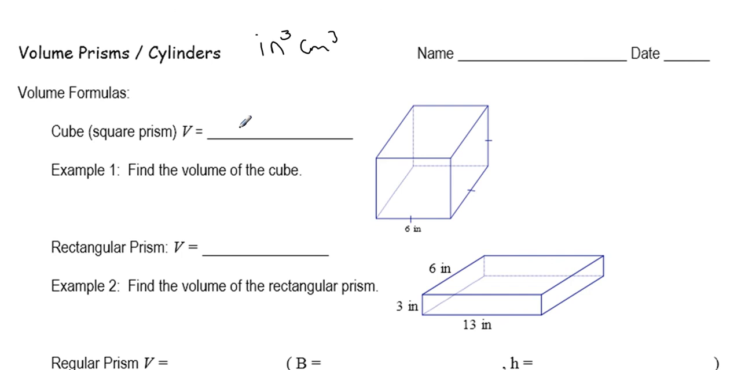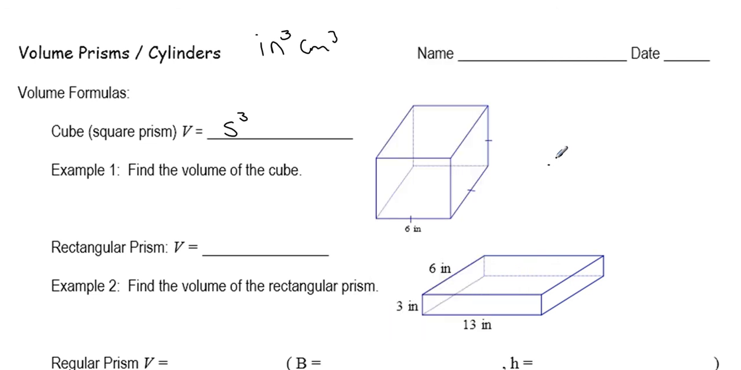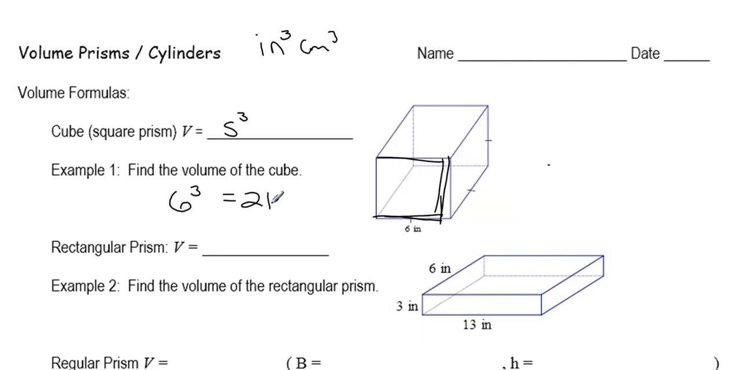If you're given a cube, the volume is just going to be one of the side lengths cubed. When you're using your calculator, you can raise a number to the third power. That's going to give us the cubed unit. So for the first example, we have a 6 by 6 by 6 cube. So the volume of the cube is to take 6 and cube it. We take 6 and raise it to the third power, which gives us a total of 216, and that's going to be cubic inches.